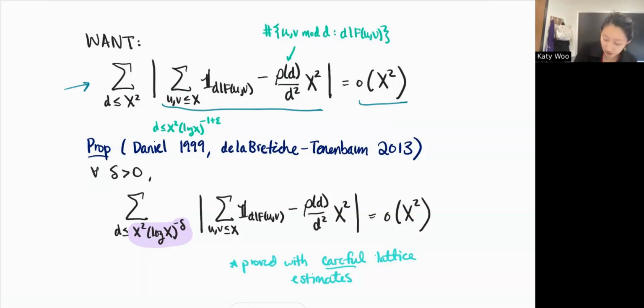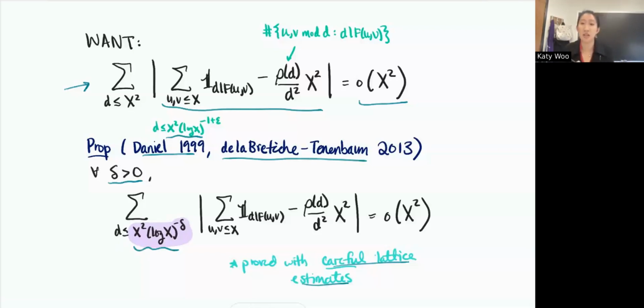So this proposition, the original proof technique came from Daniel in 1999, who got d up to x squared times log x to the negative 1 plus a little bit. And then it was refined very carefully by de la Bretèche and Tenenbaum using some extremely careful lattice estimates to get the following result. So if delta is any positive number, then if you look at the sum over d up to x squared times log x to the negative delta of the difference between our count and what we think it should be, which is this local count times x squared over d squared, then you will indeed get a little o of x squared here.